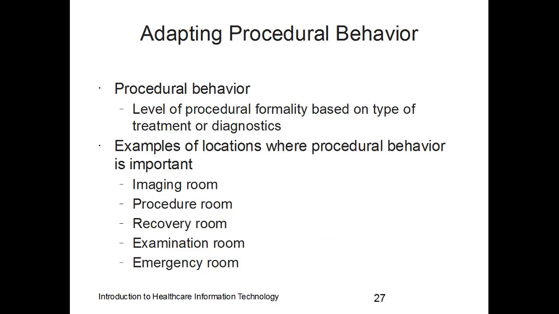Now we'll talk about adapting procedural behavior. The level of procedural formality is based on the type of treatment or diagnostics that the facility does. Some examples where procedural behavior is very important would be things like an imaging room, a procedure room, a recovery room, an examination room, or an emergency room. Now this is just a very short list, but for these five, you not only want but need formality to be very high and for steps to be taken very seriously.